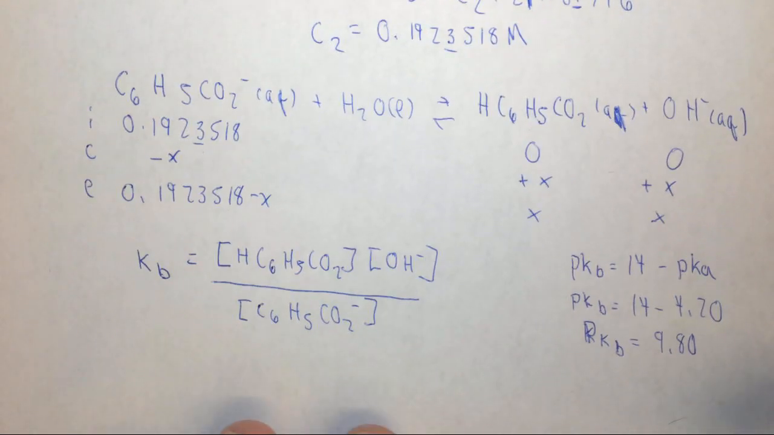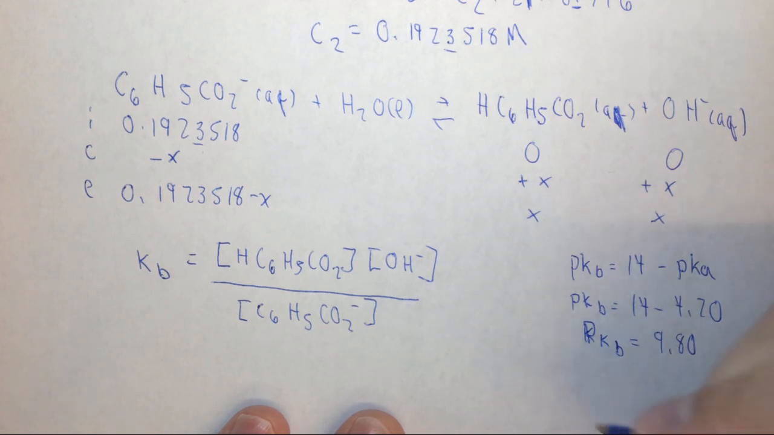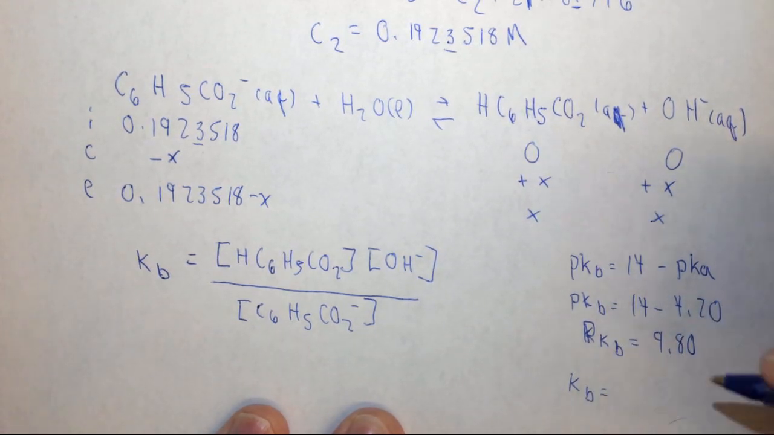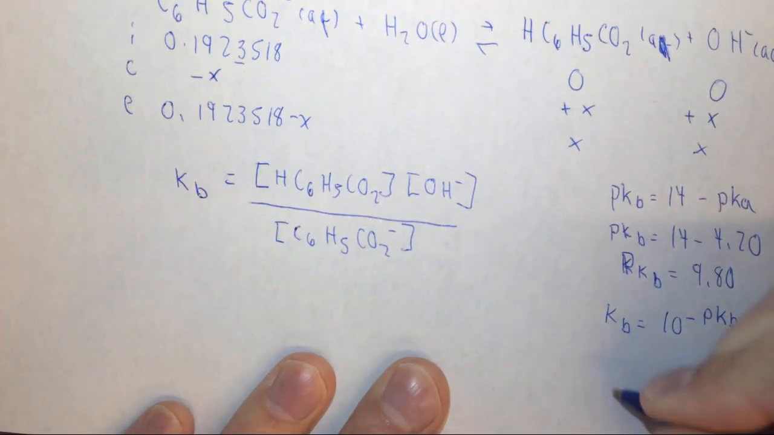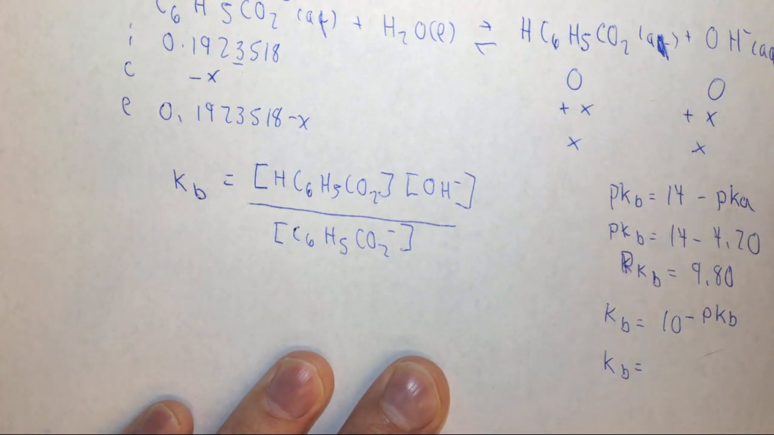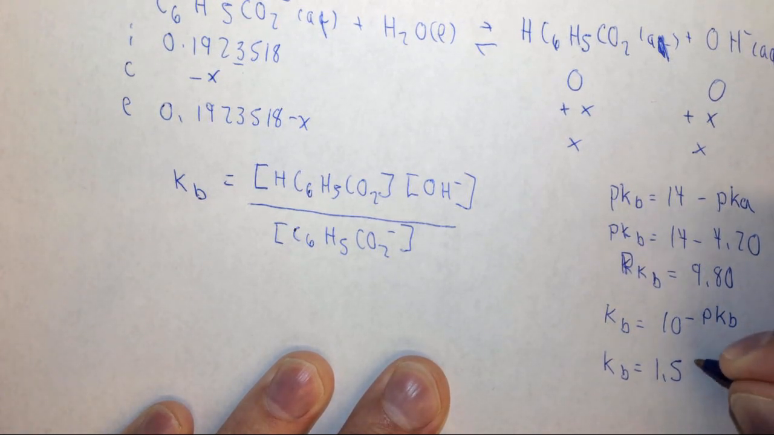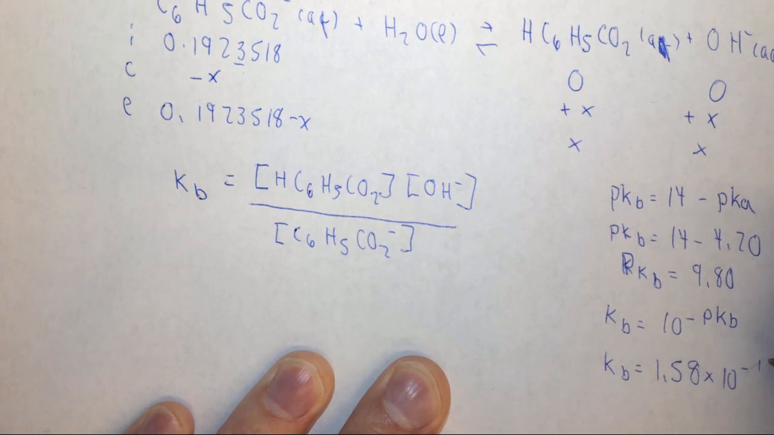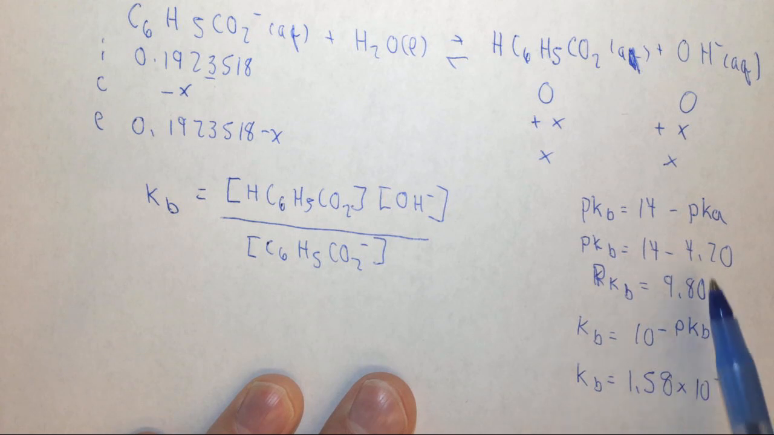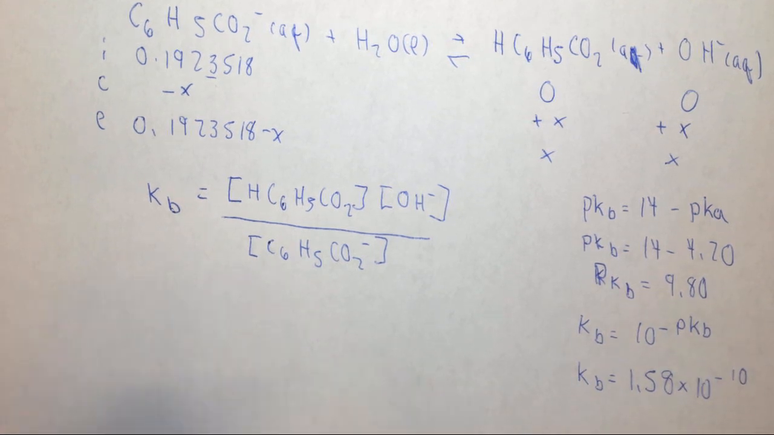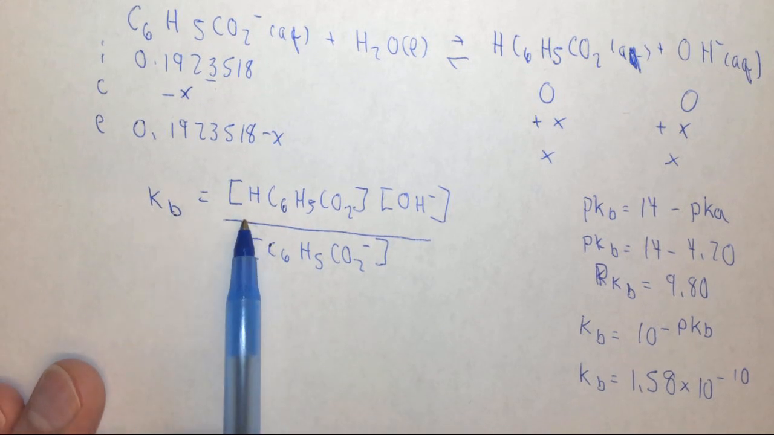Then we want to find the Kb. Well, the Kb is 10 to the negative pKb. So the Kb equals 1.58 times 10 to the minus 10. So we can find the Kb by taking 10 to the negative 9.80, and we get 1.58 times 10 to the minus 10. We now have the Kb.